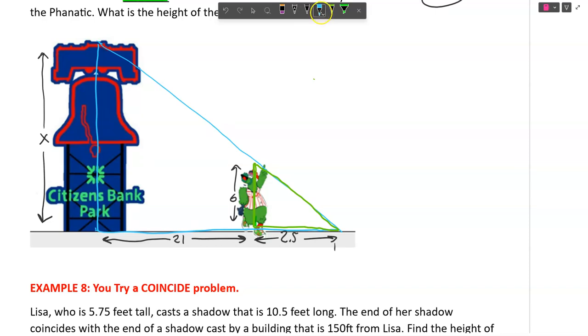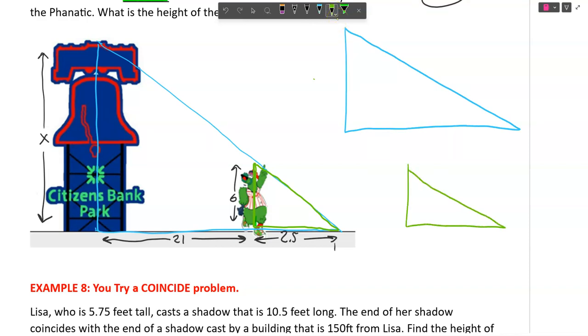If I draw these triangles out separately, as I've talked about with overlapping triangles, it's really helpful to sometimes draw them separate from one another. So for the fanatic triangle, we have a bottom side of 2.5 and a height of 6. Now for the light blue, the height of the bell is x. That's what we're trying to find.